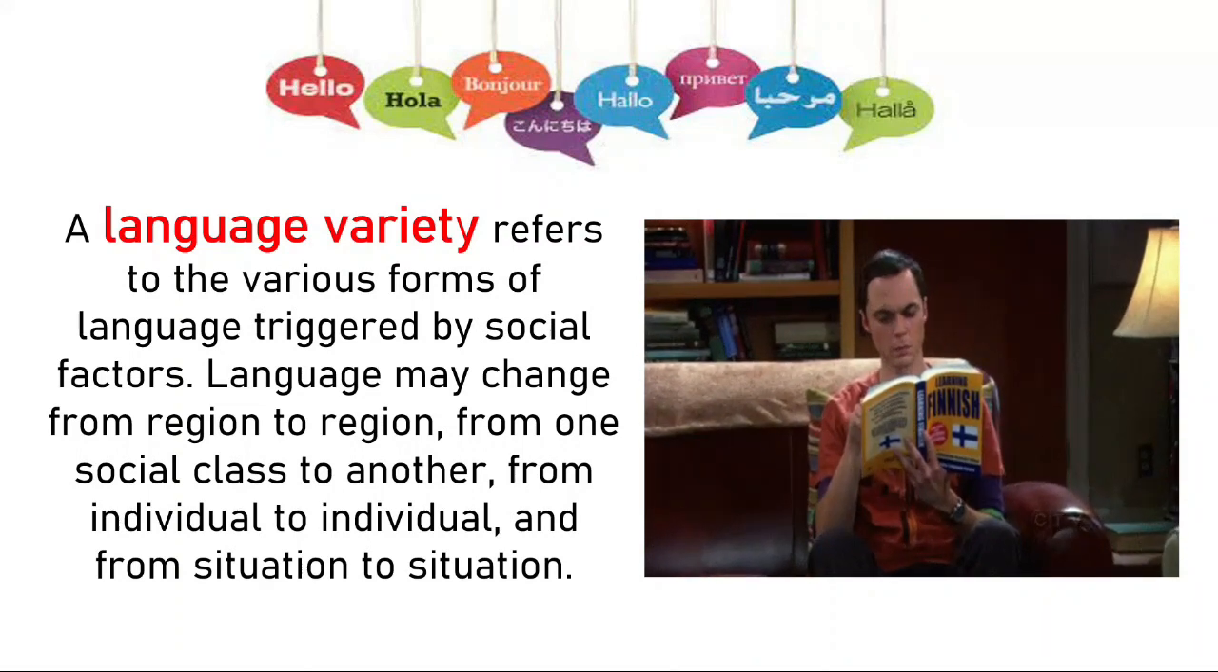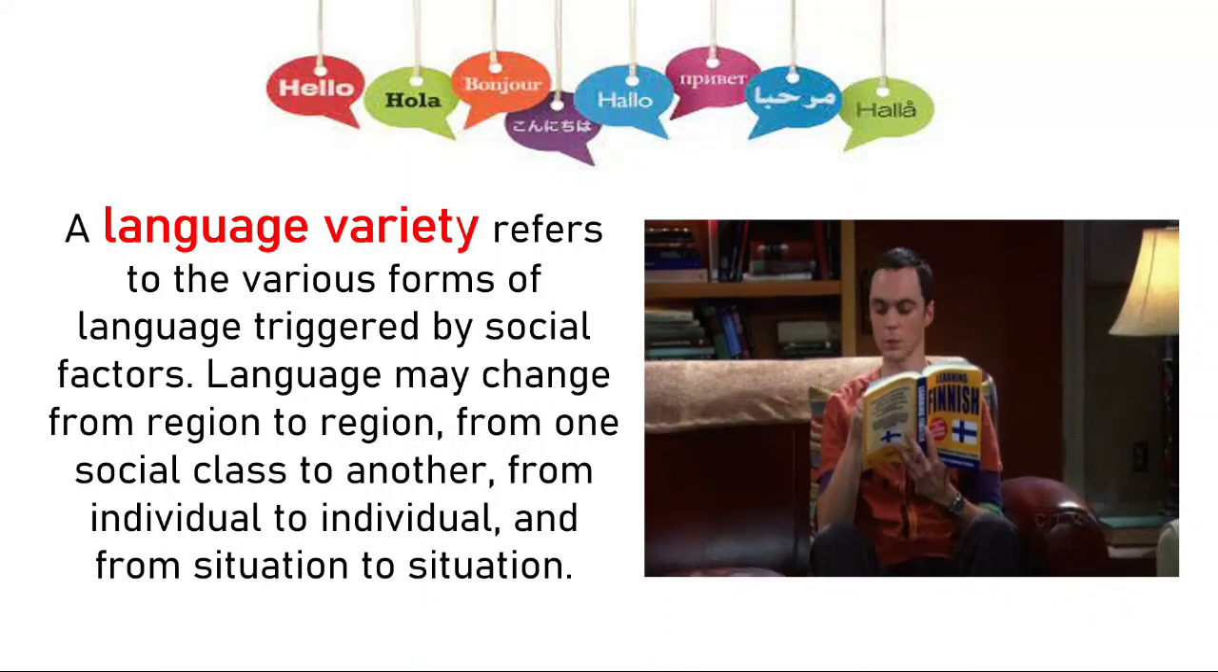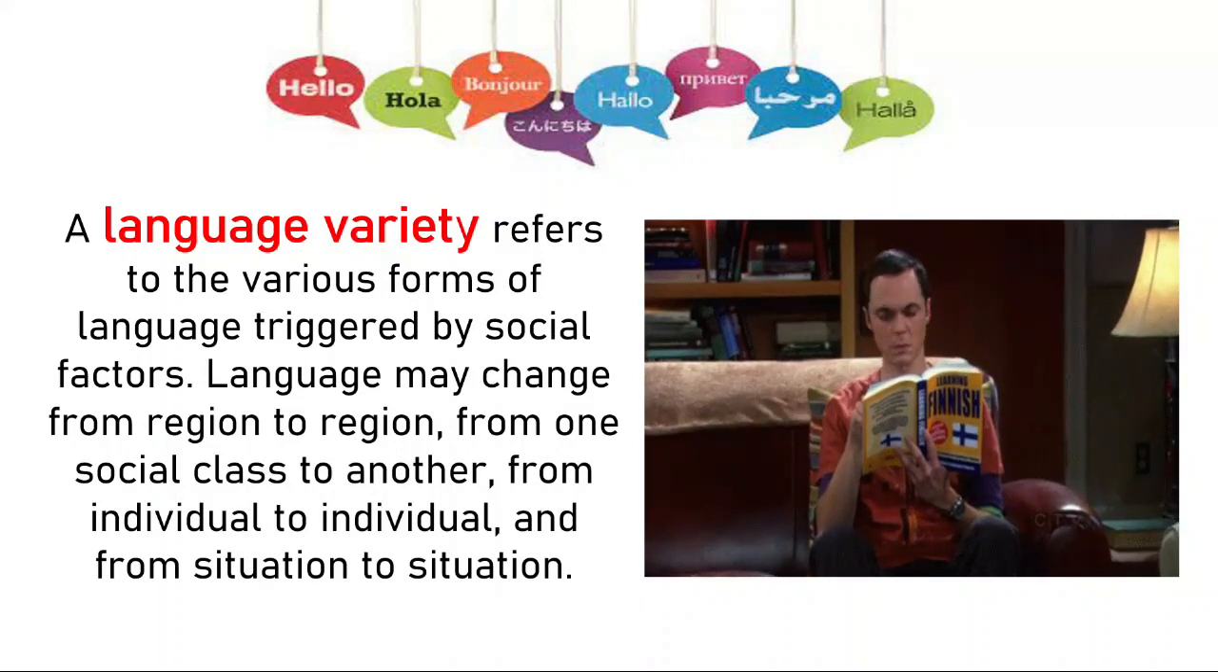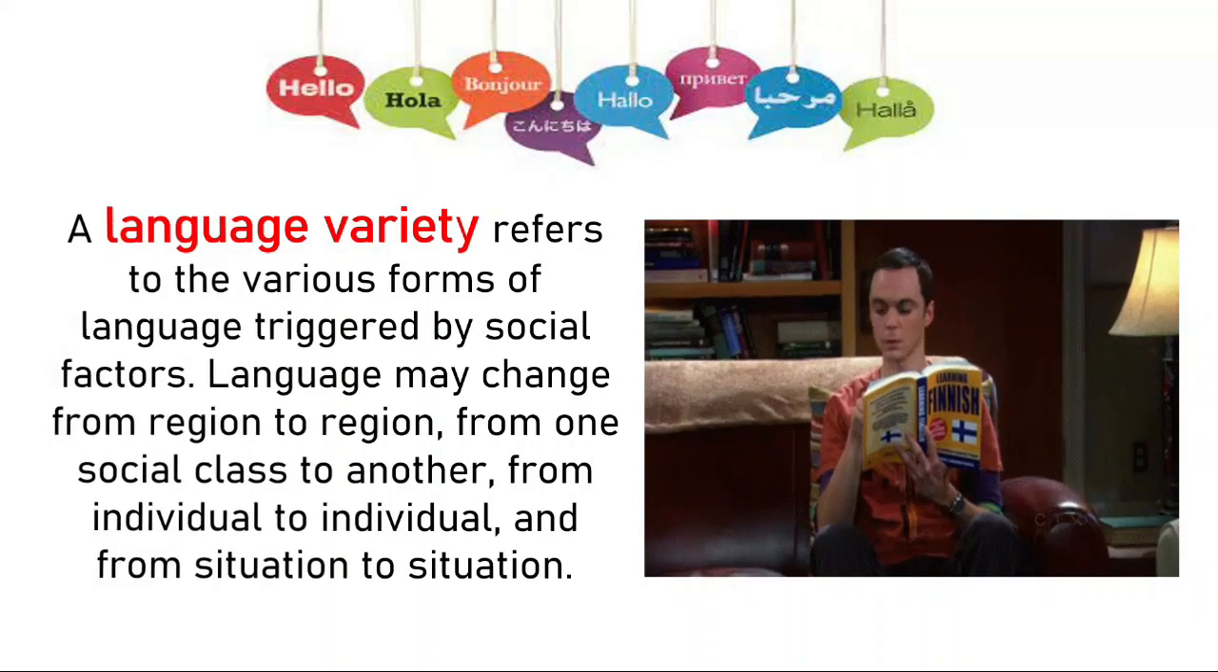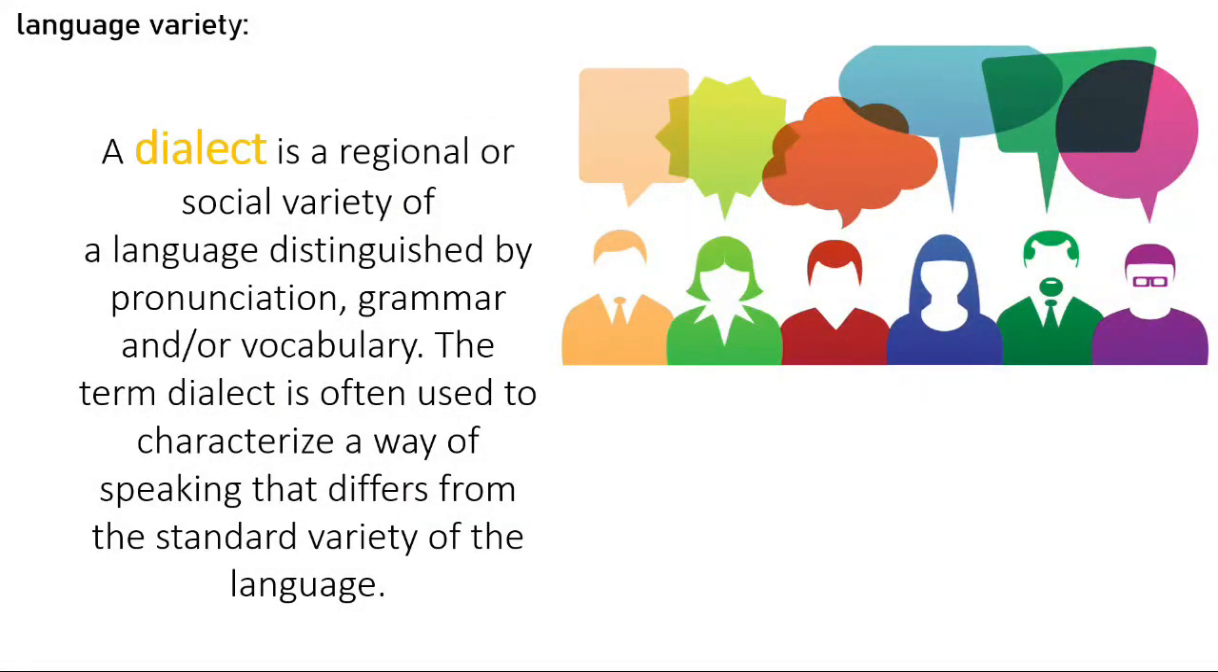Language may change from region to region, from one social class to another, from individual to individual, and from situation to situation. Language variety includes dialect, jargon, and register. First, let's talk about dialect. A dialect is a regional or social variety of a language distinguished by pronunciation, grammar, and or vocabulary. The term dialect is often used to characterize a way of speaking that differs from the standard variety of the language. It's a subset of a language, class. A dialect takes the name of the region or place with it.